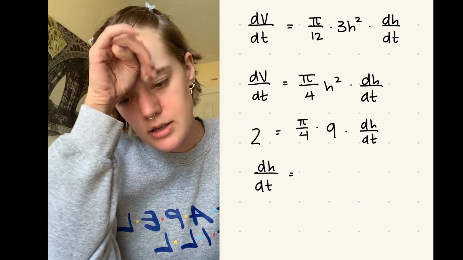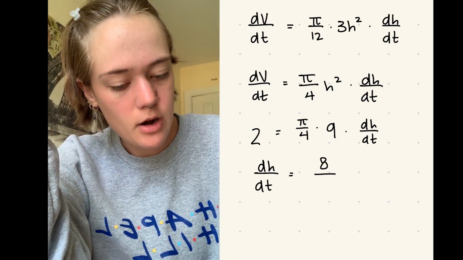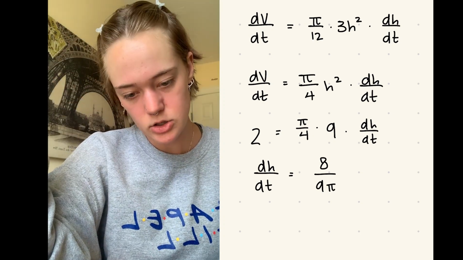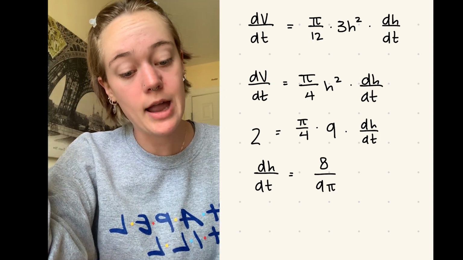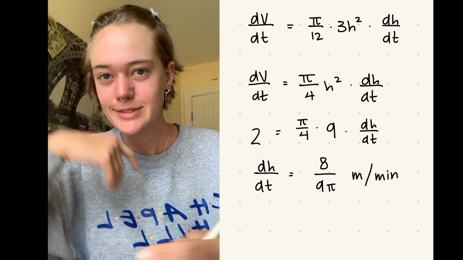I think we'll get, let's see, divide by 9 on both sides times 4, so 8 over 9 pi, and so our height is changing at a rate of 8 over 9 pi meters per minute. Related rates.